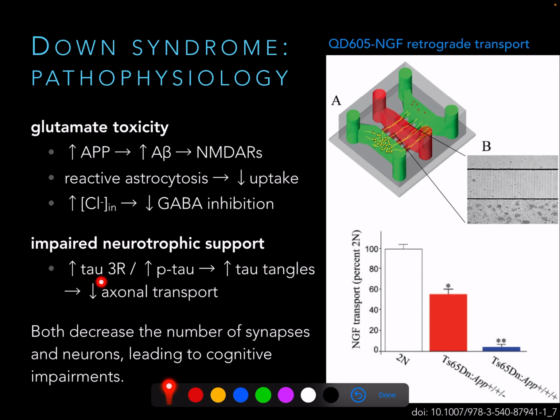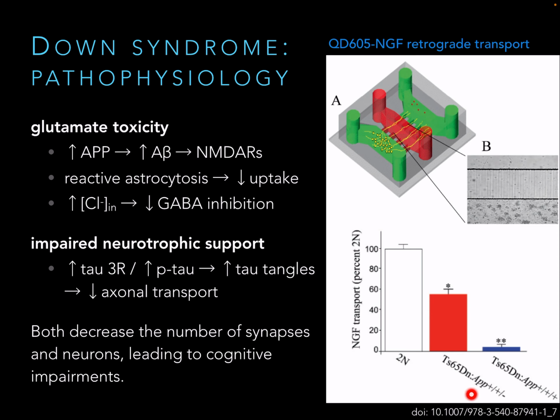Okay, so that tau that's floating around in the cytoplasm gets phosphorylated, that's the p-tau, and that phosphorylated tau forms tangles. What's the problem there? Those tangles interfere with axonal transport. So we're unable to transport activated neurotrophin receptors back to the cell body. Here's some data that show us this.